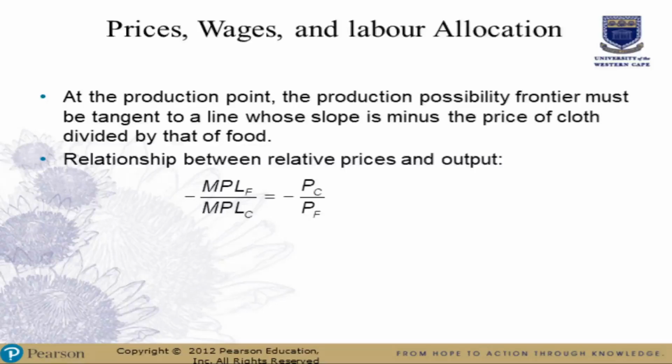That is, at a production point, the slope of the production possibility frontier is tangent to the slope of a line whose slope is the price of cloth divided by the price of food. This outcome is obtained by first equating the demand curve for cloth with that for food and then rearranging the terms to obtain the relationship.